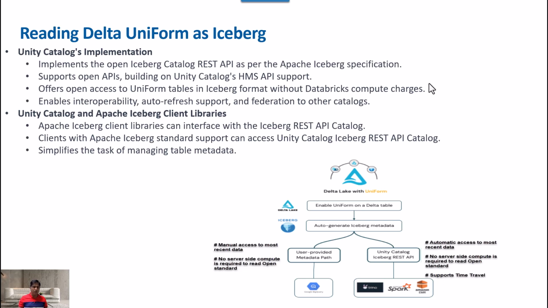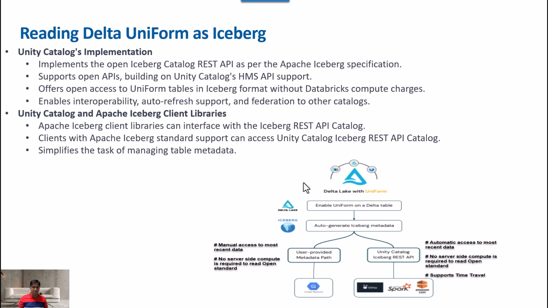For Unity catalog and Apache Iceberg, there are client libraries implemented, and these client libraries can be used to make REST API calls to Unity catalog. These client libraries can access the Unity catalog Iceberg REST catalog specification, and it simplifies the task of managing the table metadata.